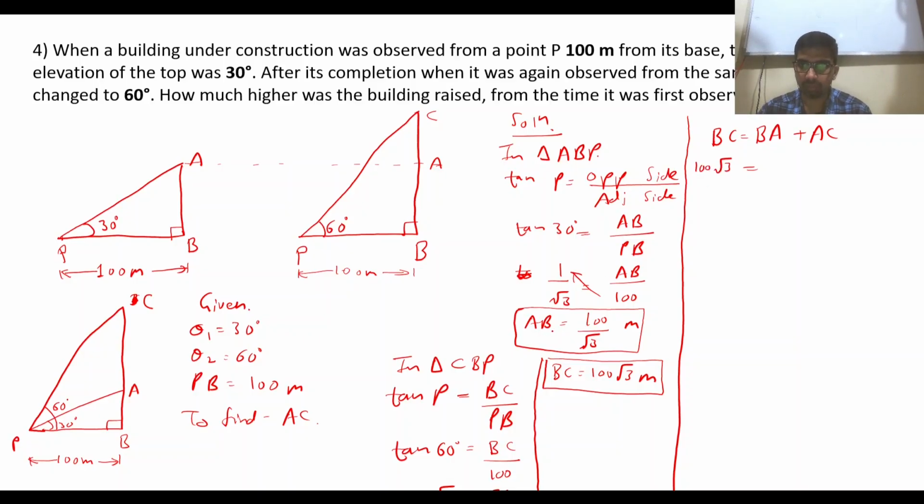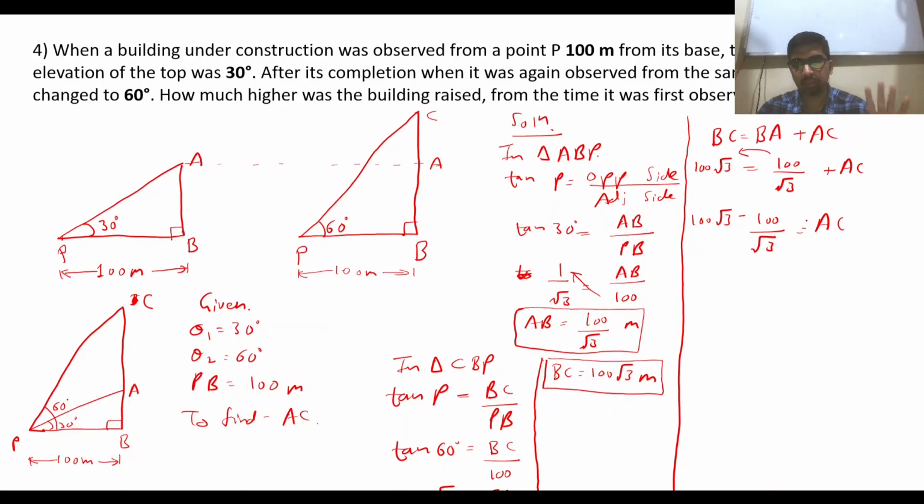AB or BA, same, one and the same thing. That's 100 upon root 3 plus AC. Now to find AC only, bring this term to this side. When you take the terms to the other side, the sign will change. So this will become 100 root 3 minus 100 upon root 3 equal to AC.